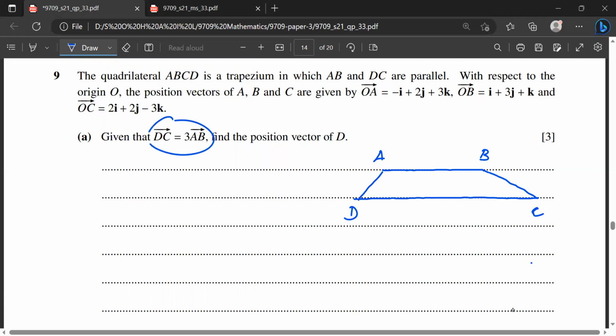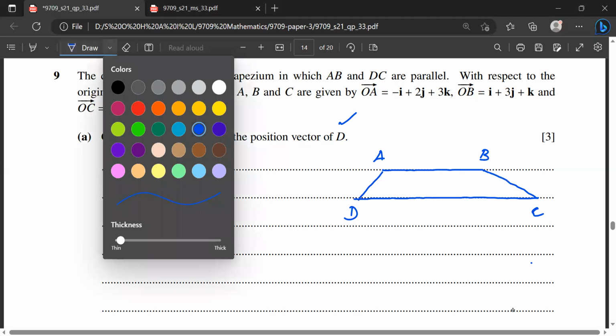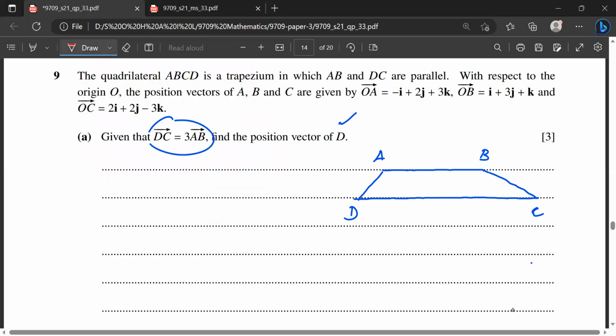Using this condition, using the DC vector equal to 3 times the AB vector, the position vector of point D is the question. Position vector of point D means OD. So for this, first find AB because both A and B are given. AB vector we know is OB minus OA. OB is given as I plus 3J plus K, minus OA, which is minus I plus 2J plus 3K.